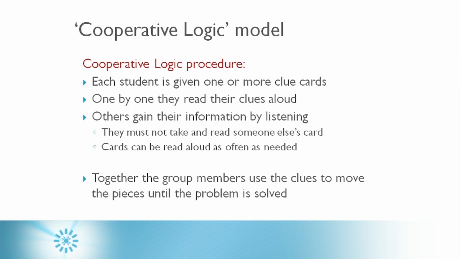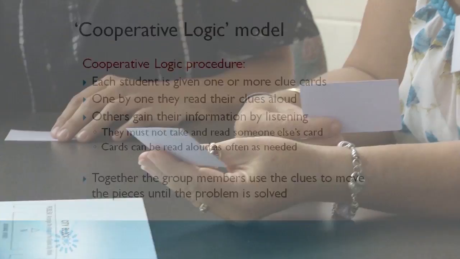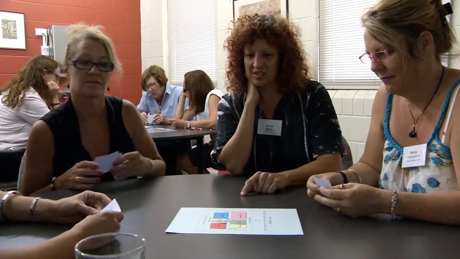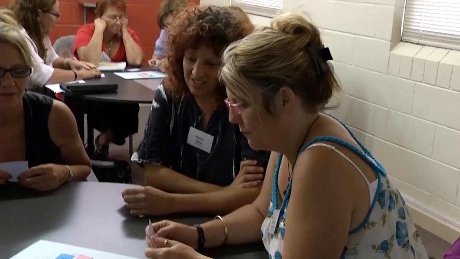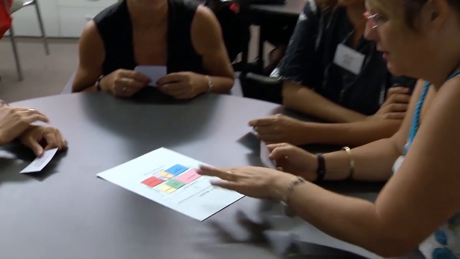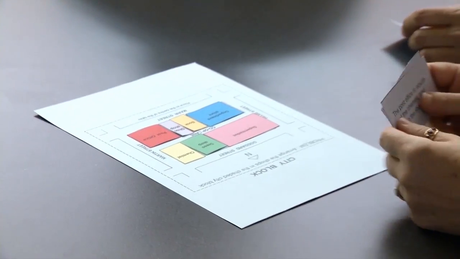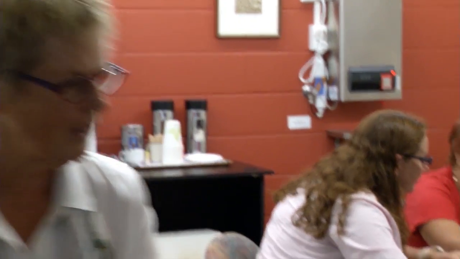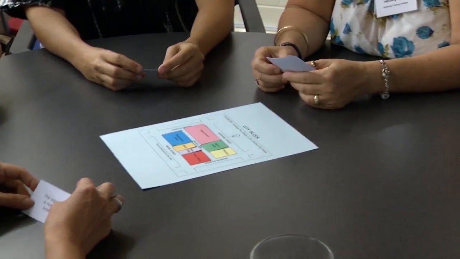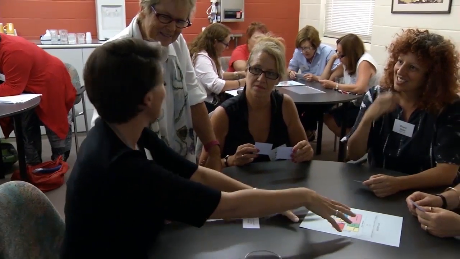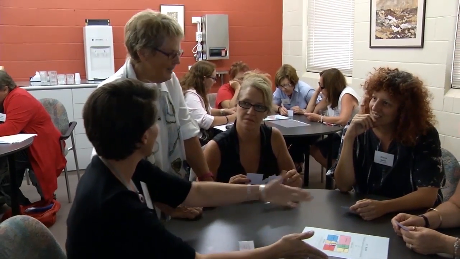One by one, they read them out aloud, but they don't put them down on the table. So others find out what's on the card by actually listening to the person that's reading, not grabbing anybody's clues and not giving away our information. Anyone can read their card aloud as often as is needed until the problem is solved. And so we're cooperatively solving the problem.